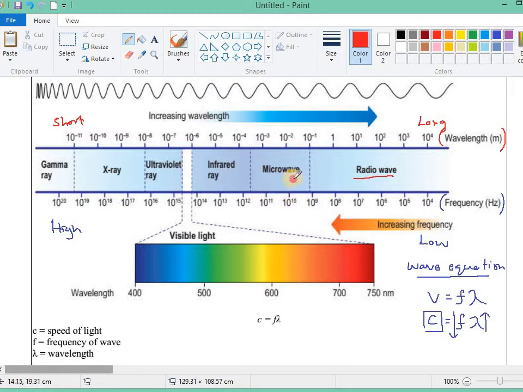Microwave is like what the name says. It is a wave that is produced by your microwave oven. Where can we apply microwave? We also use microwave for satellite communication, from ground to satellite, satellite to ground. At higher frequency, we go into infrared ray. At even higher frequency, we go into visible light.